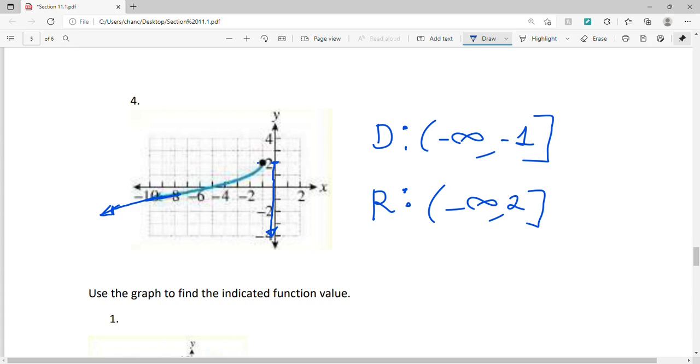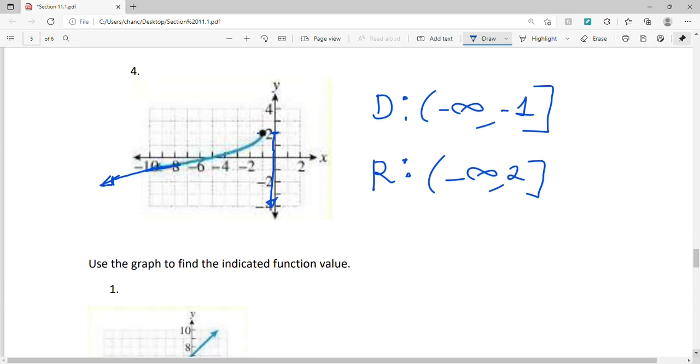Again, you do not use square brackets for infinities. You only use it for values that are included. So the 2 is included, but infinity, we can't really include that as part of our interval.